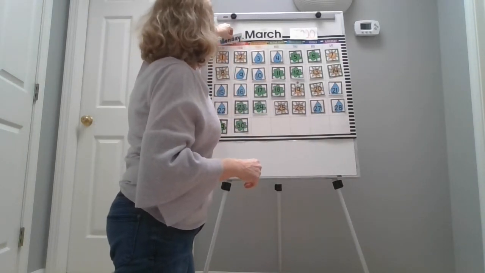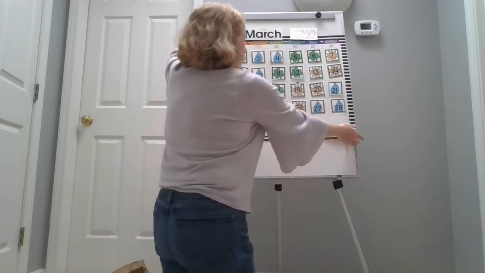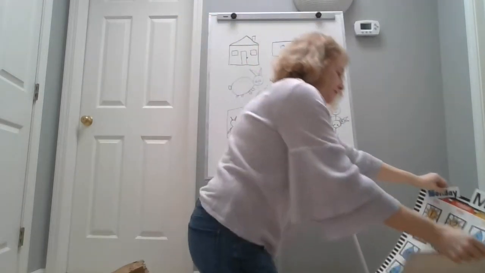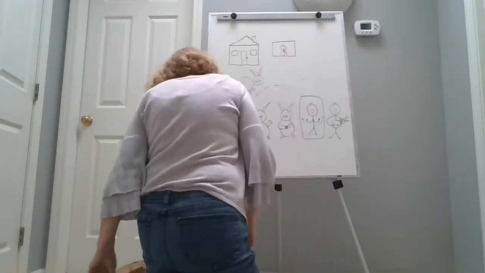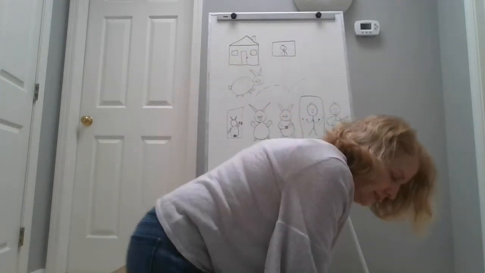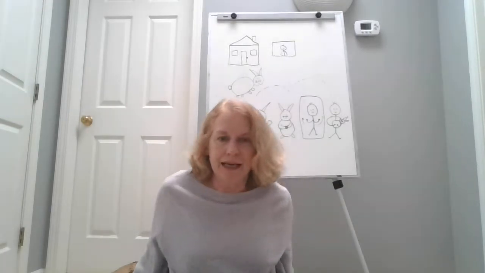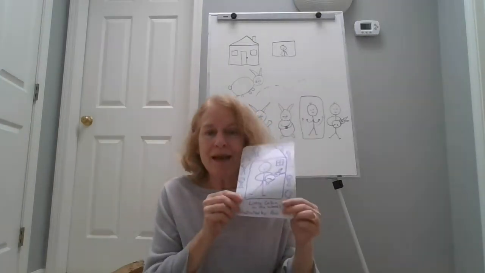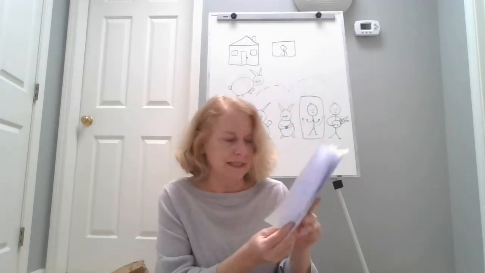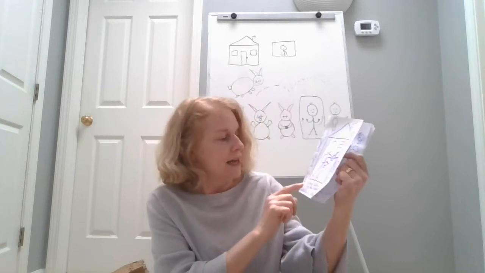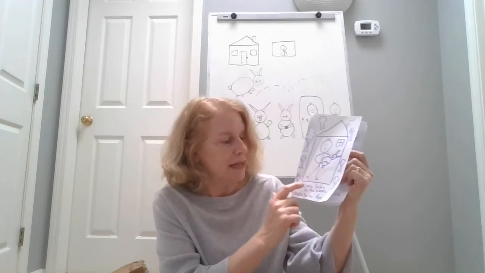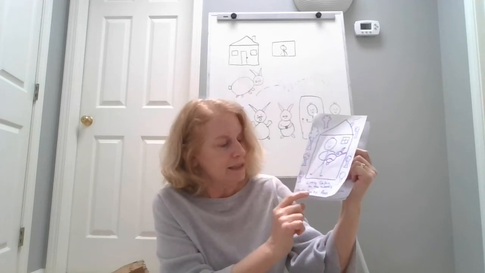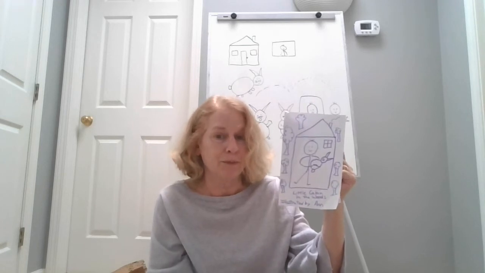Okay. Now I'm going to take our calendar down because we have a song to sing. And I've got something else to show you. So last time we were here, I talked about making a picture book. So I made a little picture book about a song we're going to sing. The name of the song is Little Cabin in the Woods. So that's the title of my picture book. And then it says illustrated by Ann, because that means I drew the pictures.